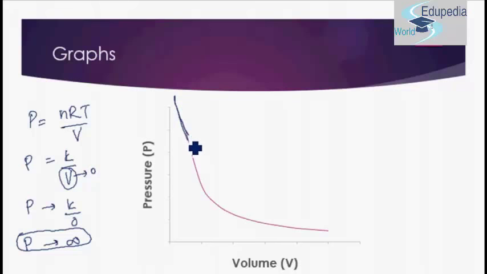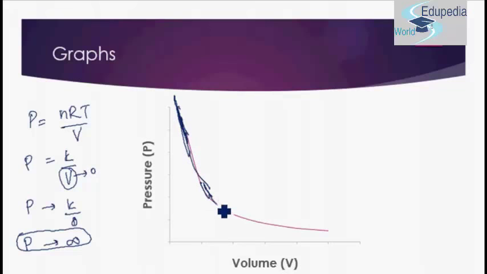But it never actually intersects the y-axis. Why? Because volume is never exactly going to be 0. That's not possible. And plus, if it is exactly 0, then 1 by 0 is not defined, so you cannot actually define pressure there. So that is when volume tends to 0.